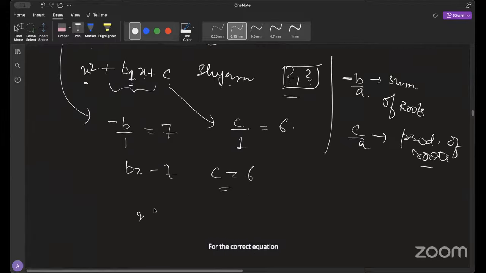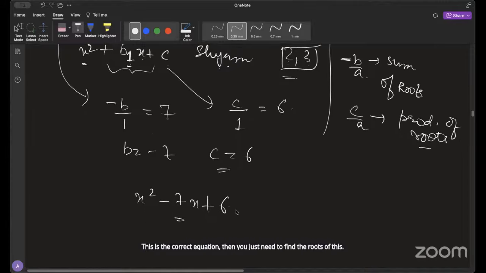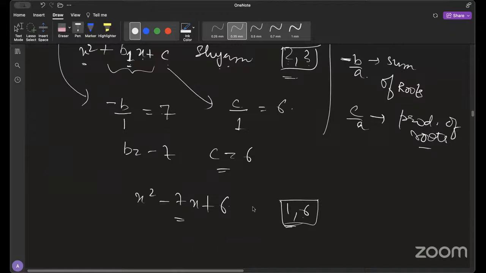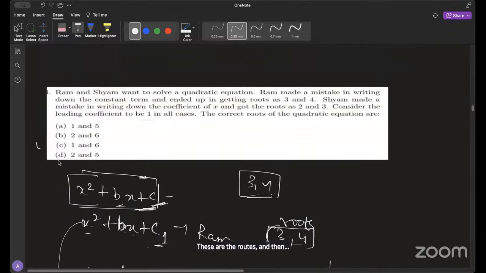So the correct equation should be x squared minus 7x plus 6. This is the correct equation. Then you just need to find the roots of this. So the roots of this are going to be 1 and 6. Wait, but it should be minus 1. Okay, it's 1 and 6. These are the roots. And then it's given here 1 and 6.